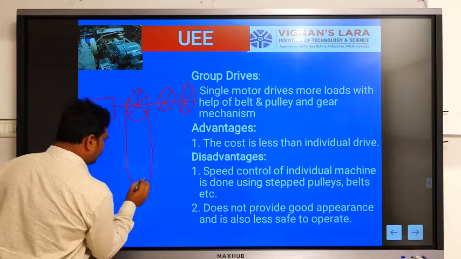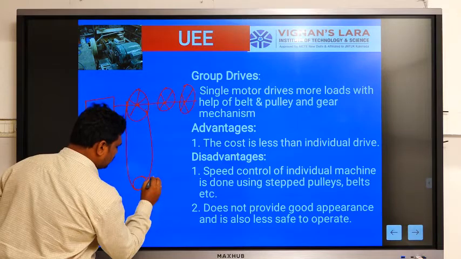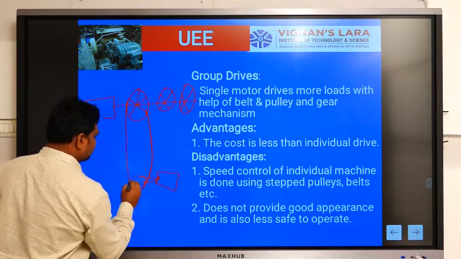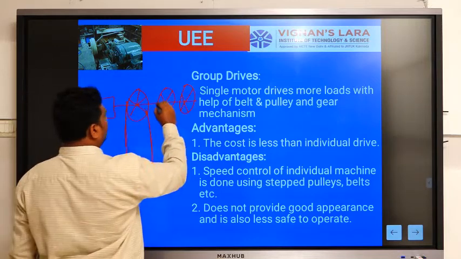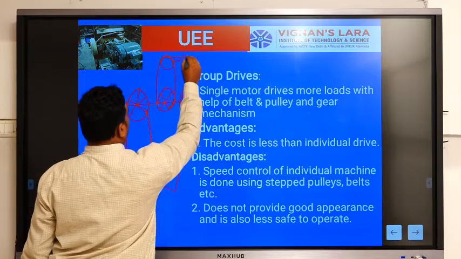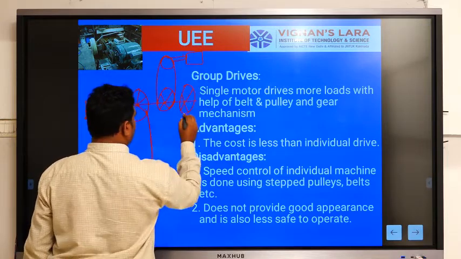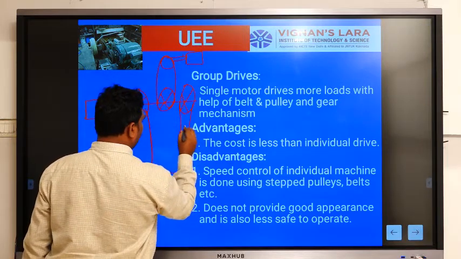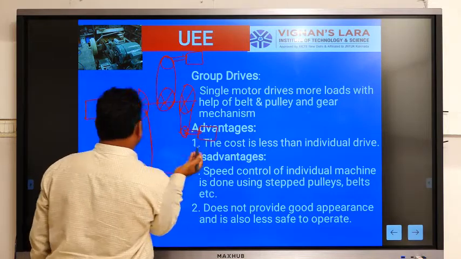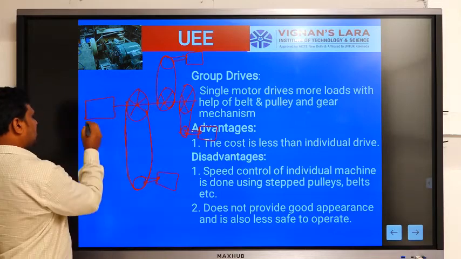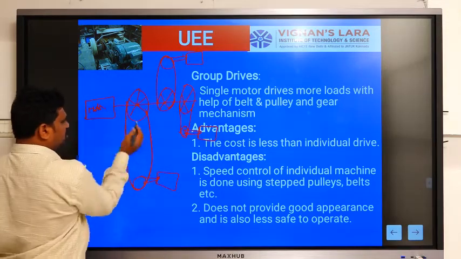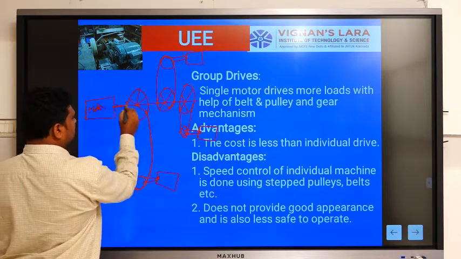This pulley and the motor are coupled by using a belt. And this is another load. Suppose I take this as another load. So like this, different types of loads, or mechanical loads, are connected to the single motor through a belt and pulleys to the shaft.